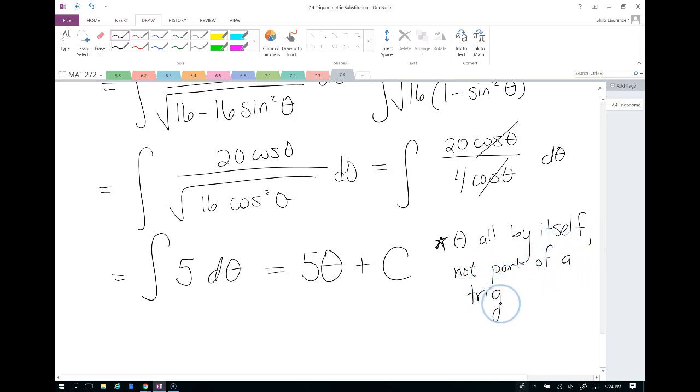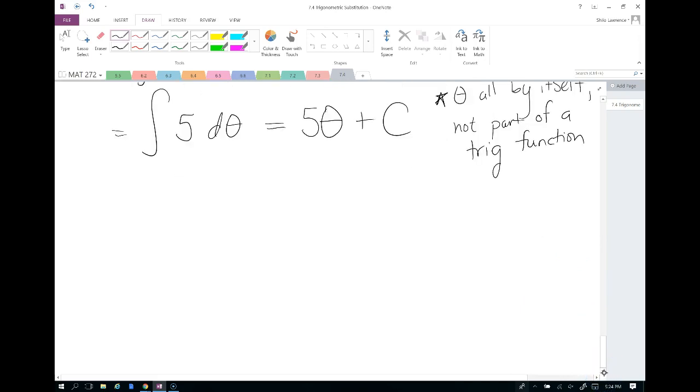I need to know what to replace theta with. So I'm going to refer you back to the original substitution we did. We said that x was going to equal 4 sine theta. We're going to solve this equation for theta. So I'm going to divide the 4 over. And now I've got sine theta equals x over 4.